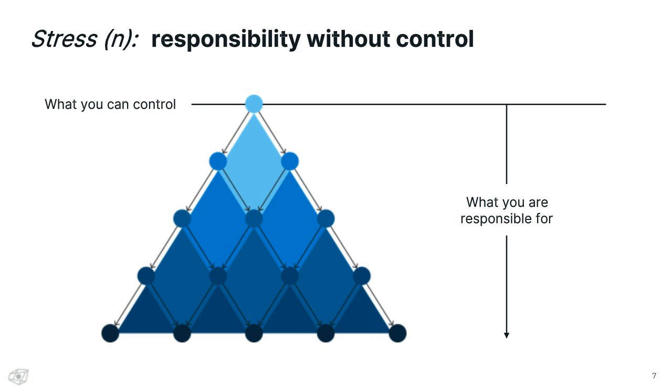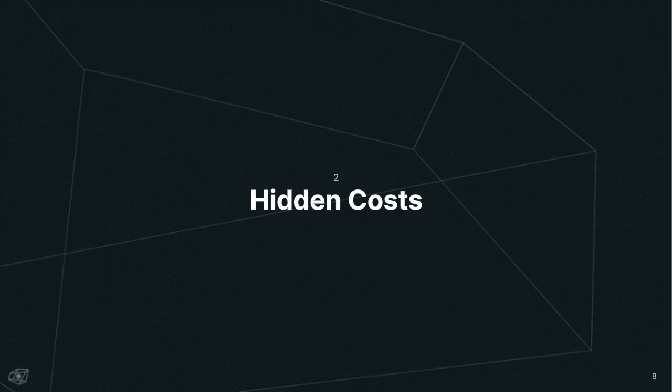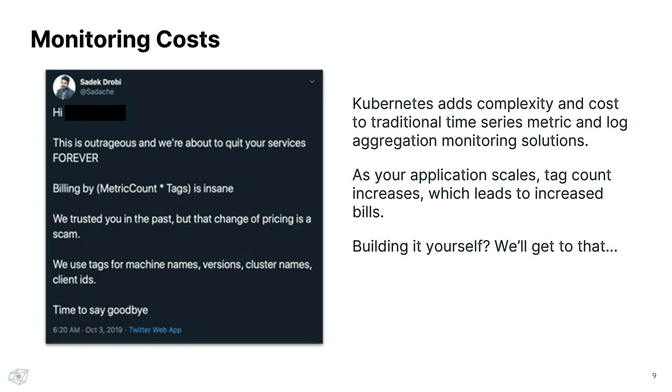So let's talk about the costs and how they relate to that stress. I'm going to walk through three different kinds of costs that you will probably experience if you're running Kubernetes, even if you haven't already. The first category is monitoring costs. Things like logs are never cheap, and the complexity that something like Kubernetes adds will magnify that cost in a lot of ways.